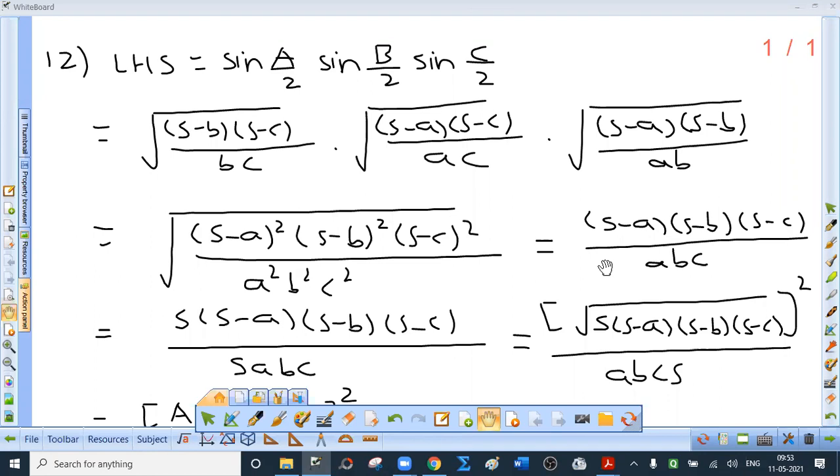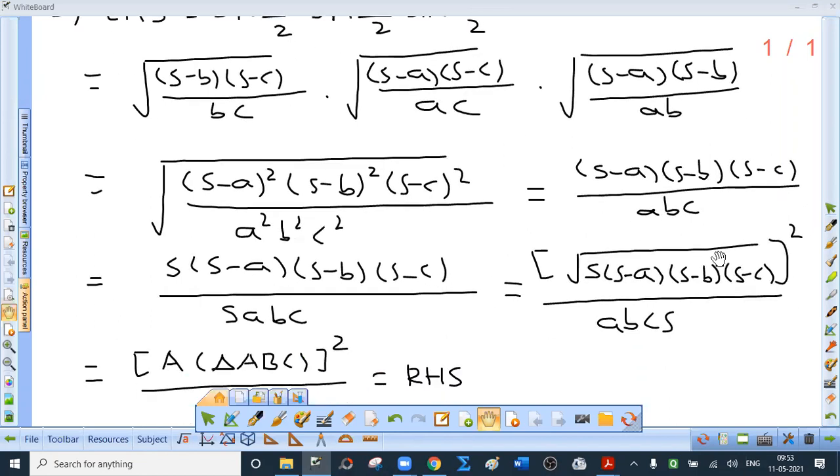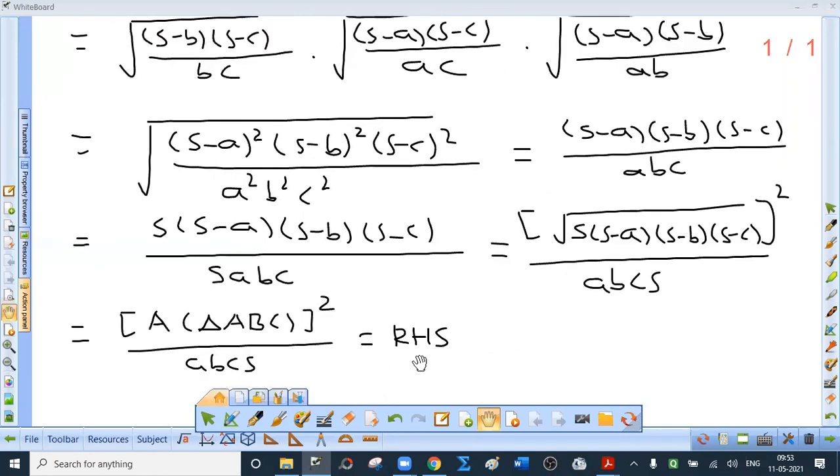Now, in the formula for area of triangle, that is in Heron's formula, it is root of s minus a, s minus b, s minus c. So first we multiply numerator and denominator by s. Anyway, we are going to require s in the denominator. So this is now s minus a, s minus b, s minus c, which is the square of root s minus a, s minus b, s minus c. Denominator abcs as it is. Now this is the formula for the area of triangle, Heron's formula. So this becomes the square of the area of triangle ABC upon ABCS, which is nothing but the right hand side.